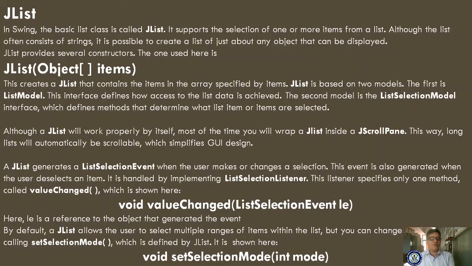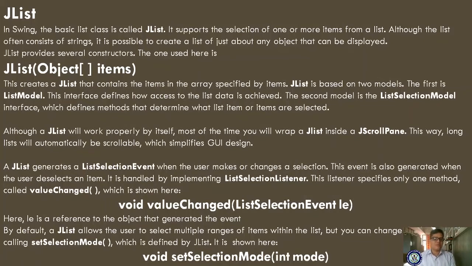Okay, by default a JList allows the user to select multiple ranges of items. By using this JList, you can select more than one item within the list, but you can change this behavior by calling setSelectionMode.